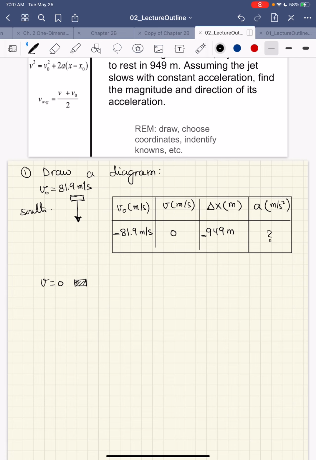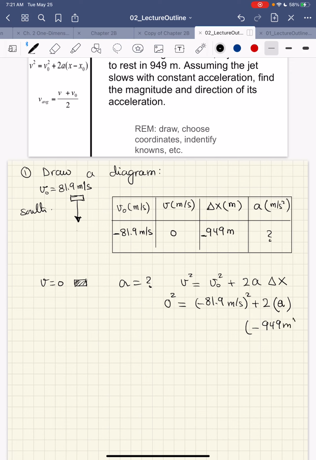Now the acceleration is my focus here, and I know that I will use v squared equals v0 squared plus 2a times delta x. Now this one is 0 squared, this one is negative 81.9, plus 2 times a first, and then I will have 949 meters, okay?